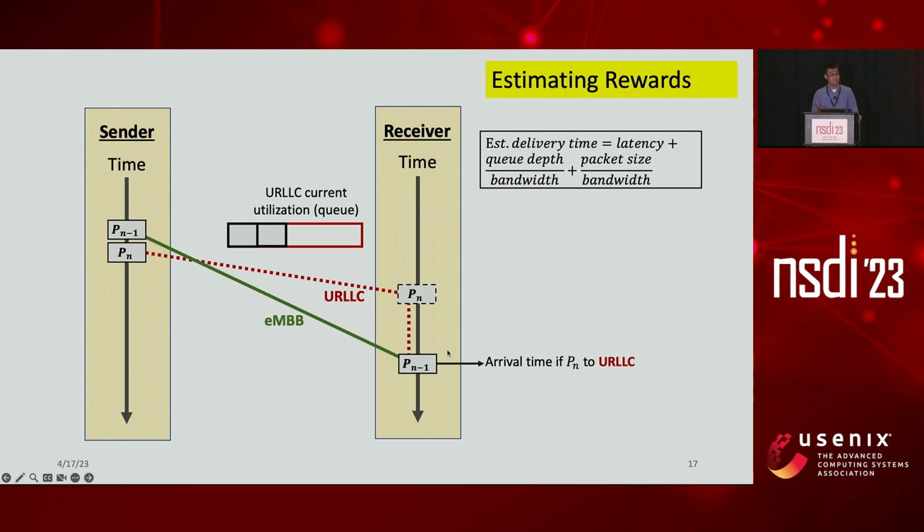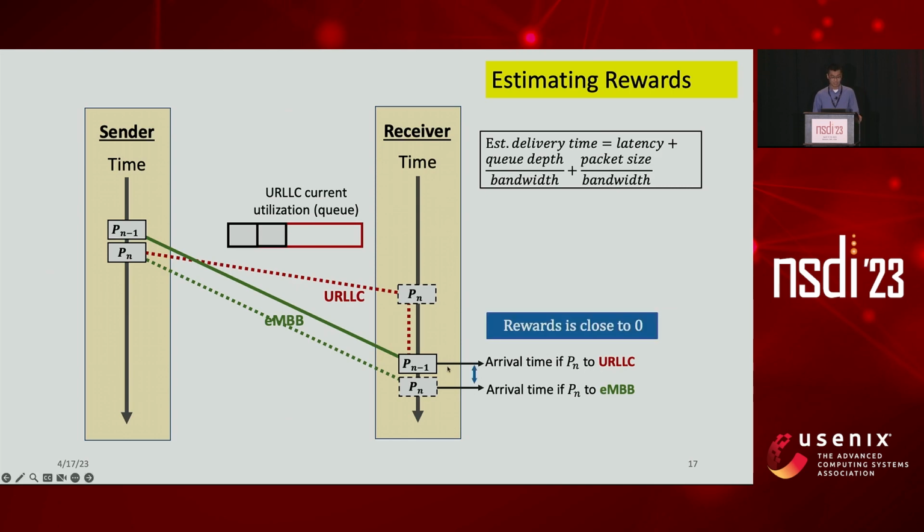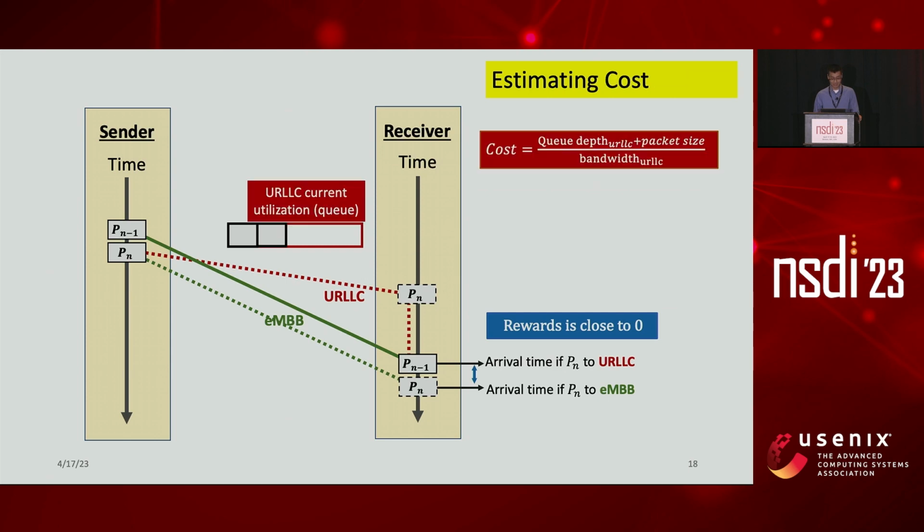And the second reason is because applications typically will wait for the previous packets to arrive before processing that particular packet. And if we decide to send this PN to the eMBB, then the arrival time will be roughly at this time. Then in this case, you can still see a reward, but the reward is practically very small and close to 0. The question is, should we still send PN to the URLLC?